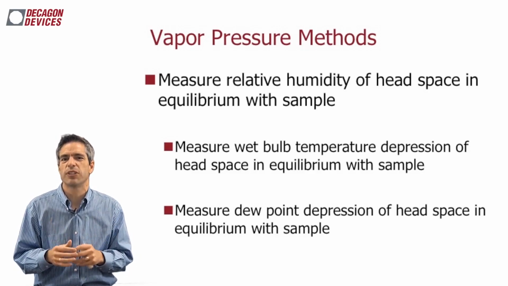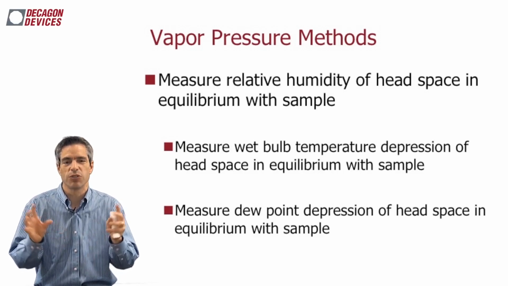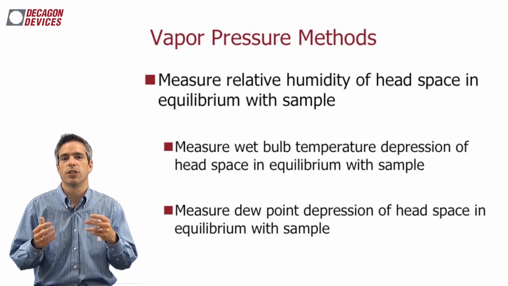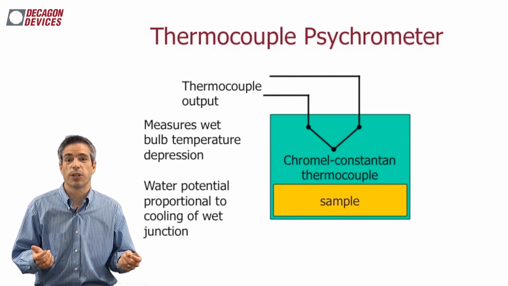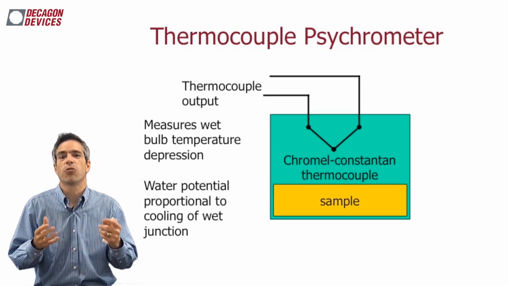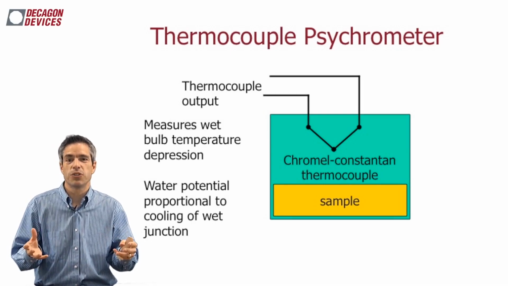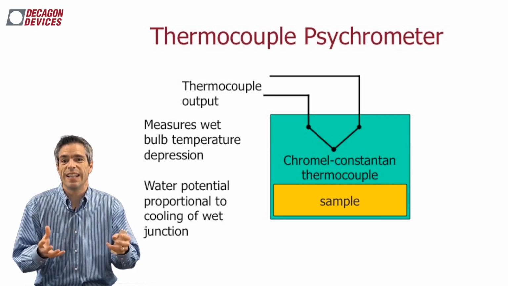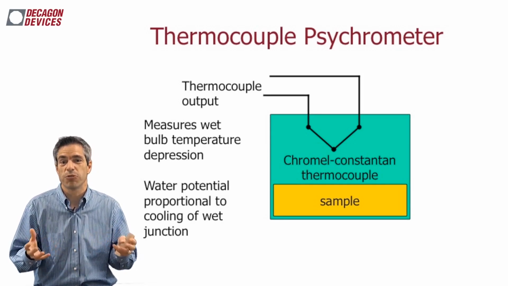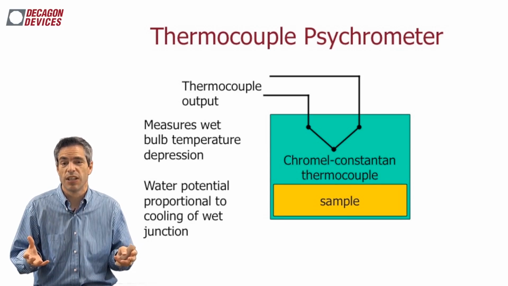And I'm going to briefly describe how each one of these works and look at the instrumentation available to actually make these measurements. So first, a thermocouple psychrometer. This is one of the grand old men of water potential measurements. It was done, it's maybe one of the heydays of thermocouple psychrometer, really was back in the 1960s.